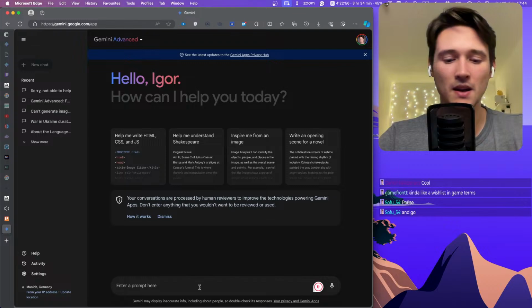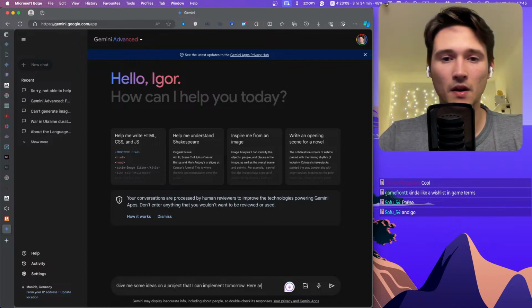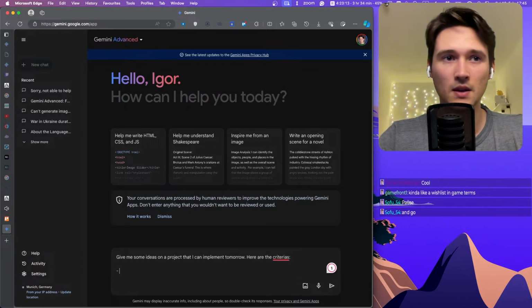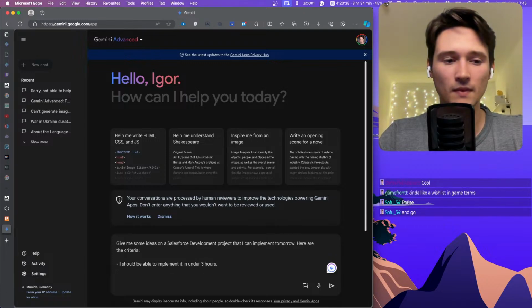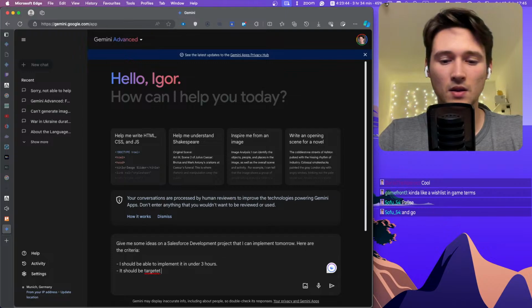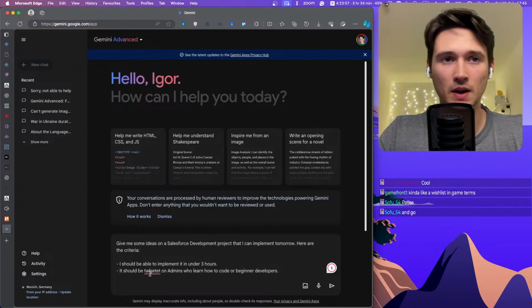So let's test it. Let's say, give me some ideas on a Salesforce development project that I can implement tomorrow. Here are the criteria. I should be able to implement it in, let's call it, under 3 hours. Each should be targeted at admins who learn how to code or beginner developers.